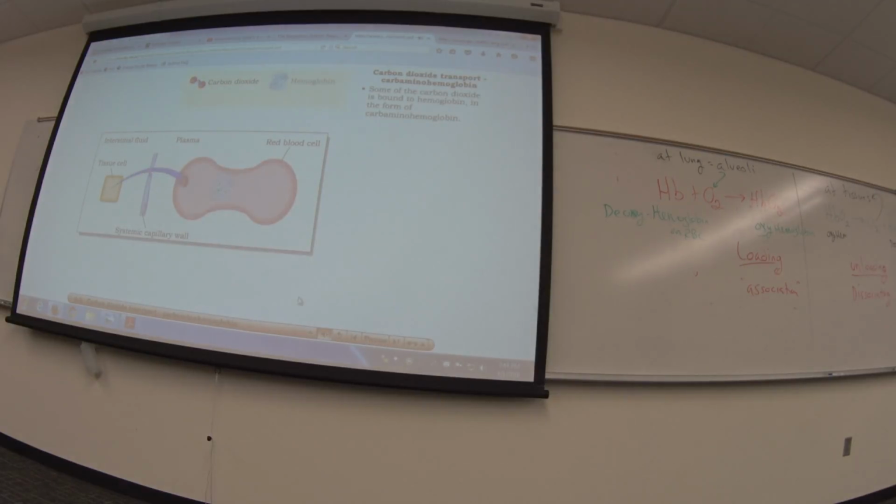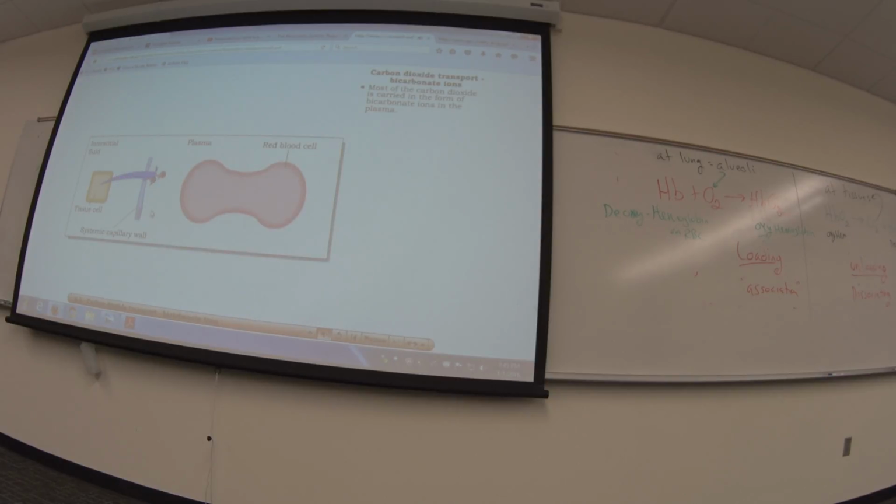A slightly larger percent of the carbon dioxide is transported bound to hemoglobin as carbaminohemoglobin. Carbaminohemoglobin is formed near metabolically active cells and carries carbon dioxide from there. Most of the carbon dioxide is carried in the form of bicarbonate ions in the plasma. The carbon dioxide in the plasma diffuses into the red blood cell. There it undergoes a chemical reaction catalyzed by the enzyme carbonic anhydrase and is rapidly converted to bicarbonate ions.